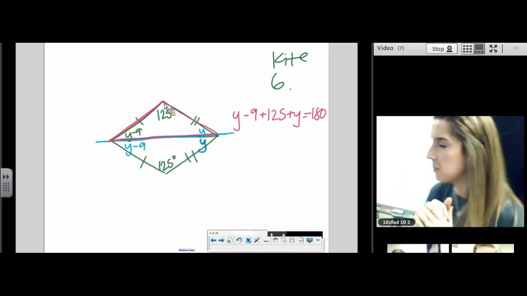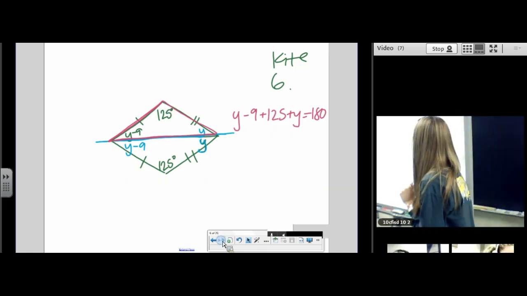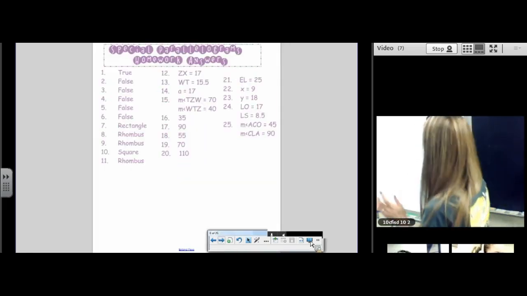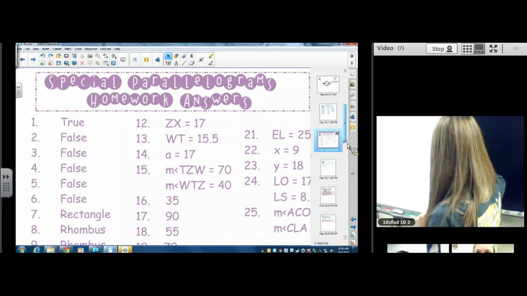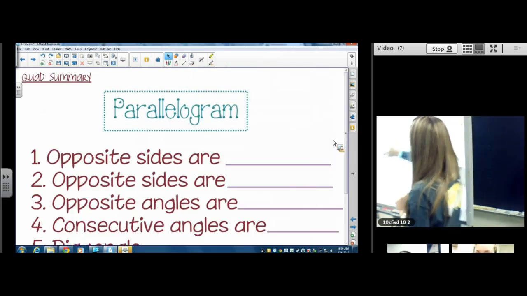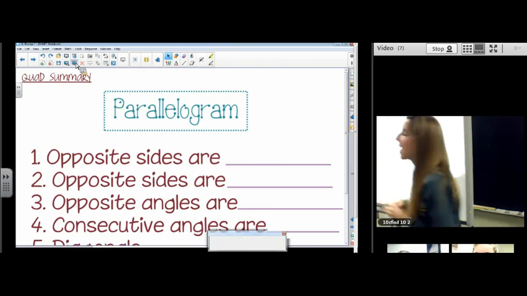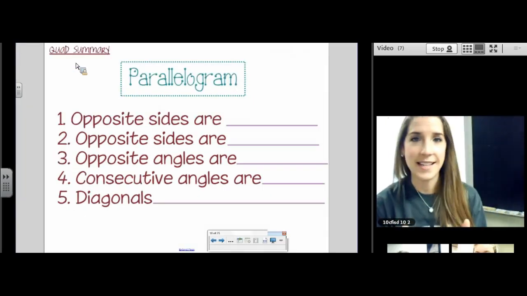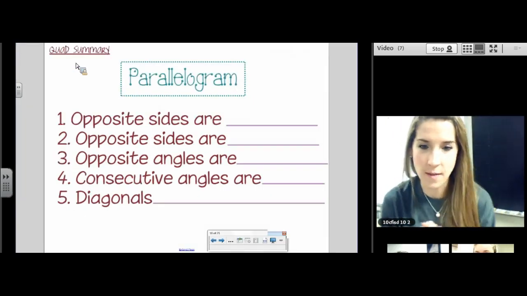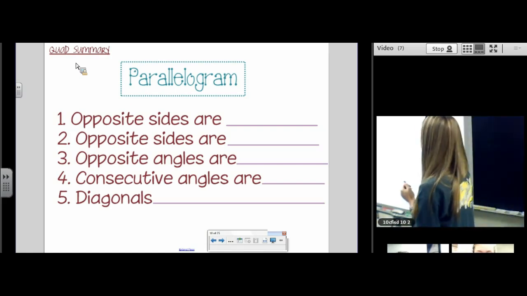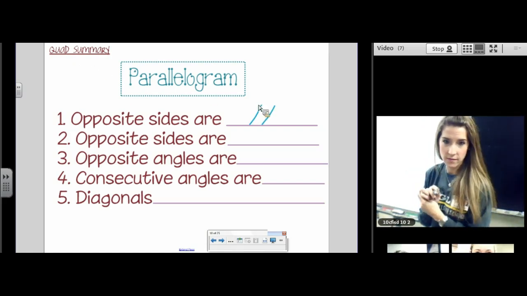Okay? Let's move on to some reviewing before we take our quiz. So these are going to be the shapes on the quiz. You're going to have parallelogram. At home last night you memorized these properties, I hope, okay? Opposite sides are parallel.